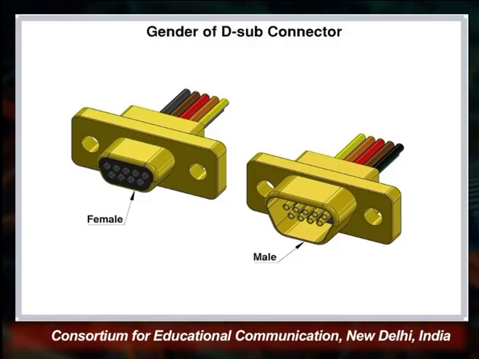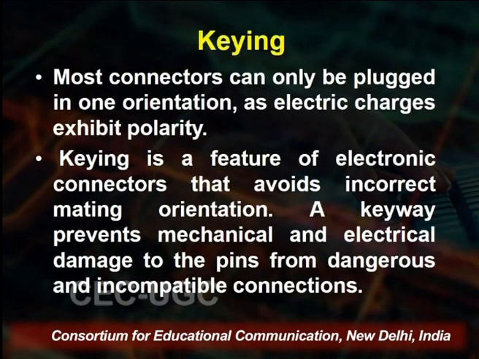Now you see on the screen that here we are having a female connector and the male connector. Female is the plug, that is the socket, that is the D-sub connectors. Now the second type of connectors are the keying. Most connectors can only be plugged in one orientation, as electric charges exhibit polarity. So keying is a feature of electronic connectors that avoids incorrect matching orientation.